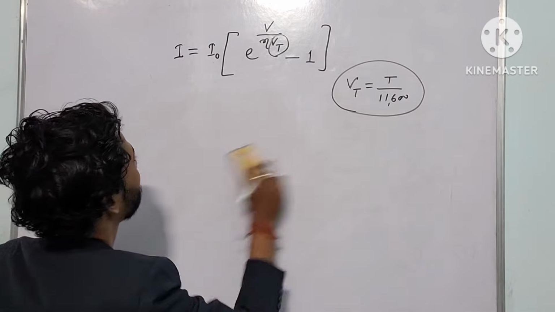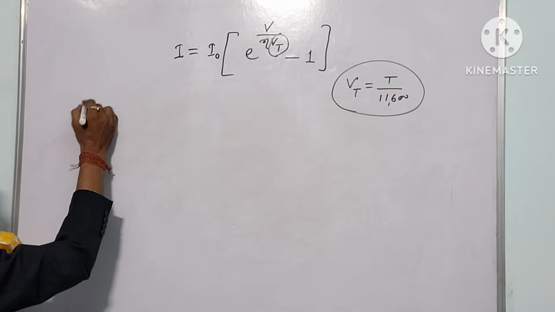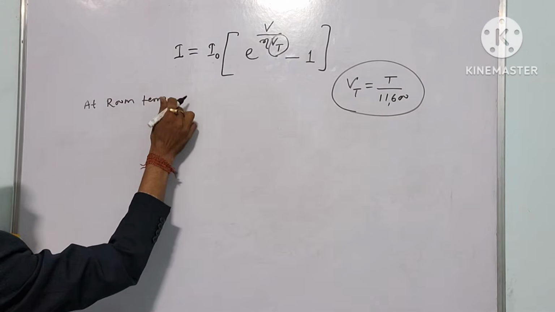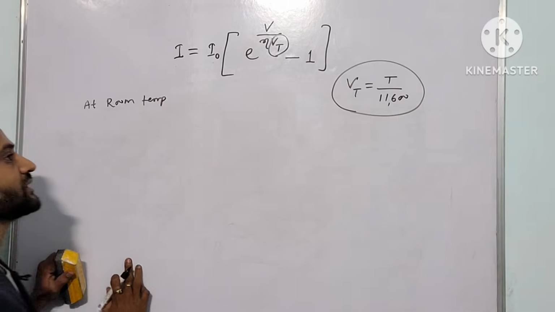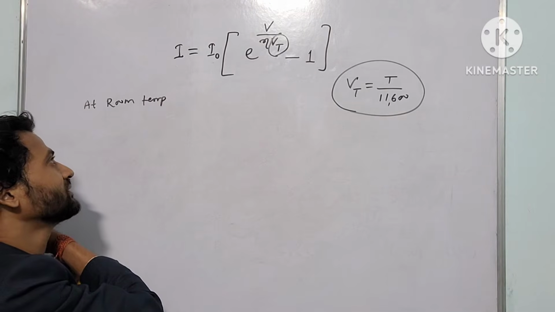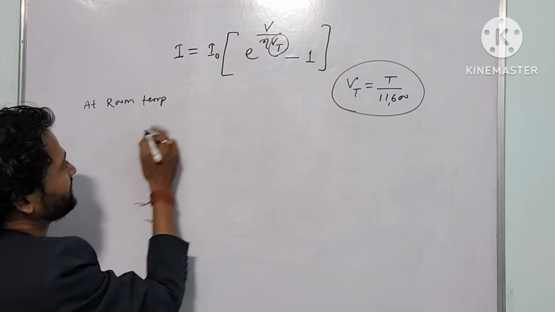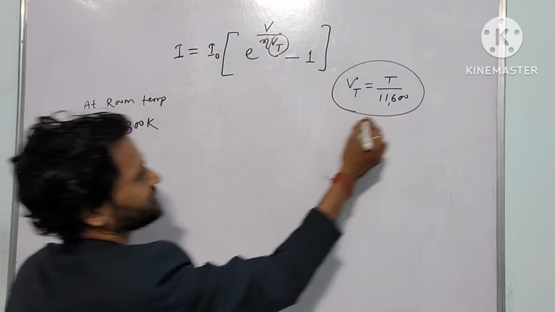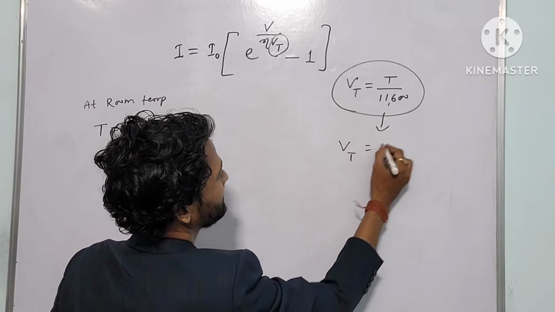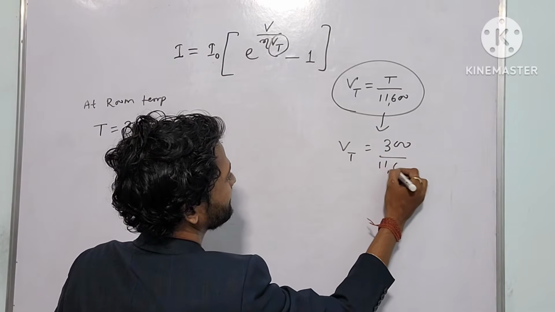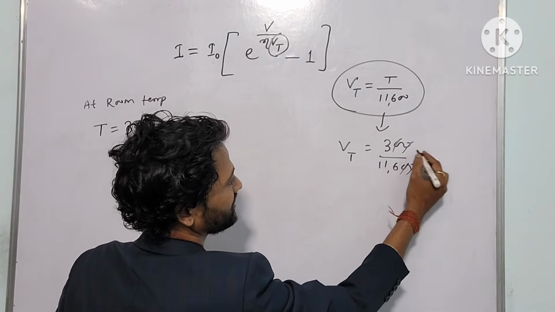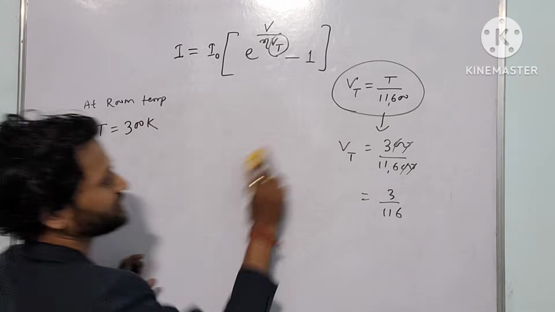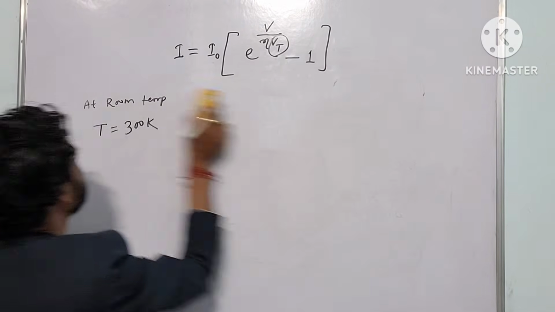Now the point is, at room temperature, what is the value of I in forward bias condition? See, room temperature मतलब T is equal to 300 Kelvin. So यहाँ पे डाल दो. So Vt will be 300 upon 11,600. डबल जीरो कैंसिल हो गया. So it is coming 3/116. Clear? So मैं इरेज करता हूँ पार्ट. 3/116 याद रखना. ठीक है.